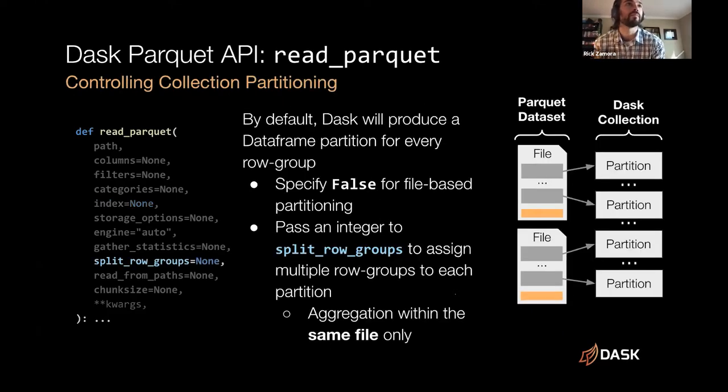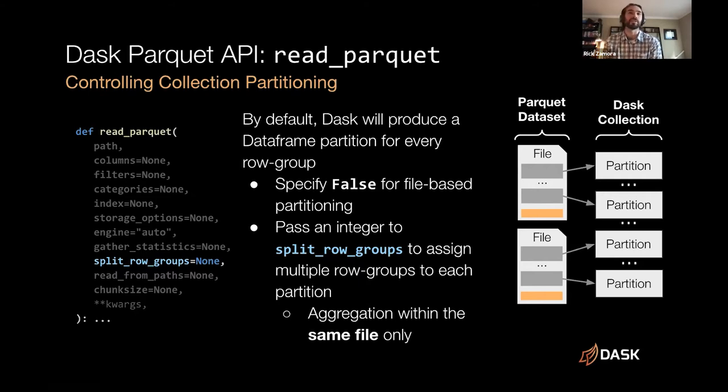And then split row groups. This is an important option in read Parquet because right now this is really the main way we choose how we're partitioning our output collection when we read in the files. Right now, by default, we'll take each row group in the data set, and that will become one of our output partitions. We can set split row groups equal to false, and then we will just partition by file. Or you can specify an integer value, and then let's say it's two, then each output partition will be two row groups at a time.